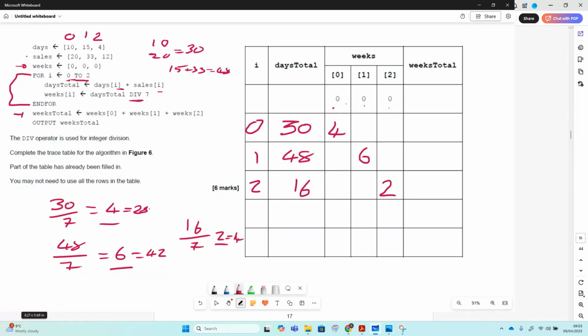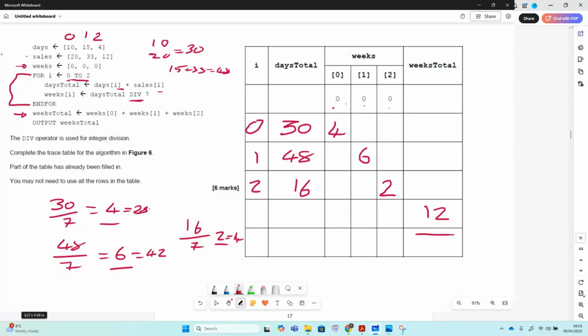So weeks total gets weeks at 0 plus weeks at 1 plus weeks at 2. So we're going to add these up, 6, 4 and 2, which is 12. And so weeks total is 12. Output weeks total, well, we don't need to do anything for that, but we've finished. Weeks total is 12, so that's the end of that one.